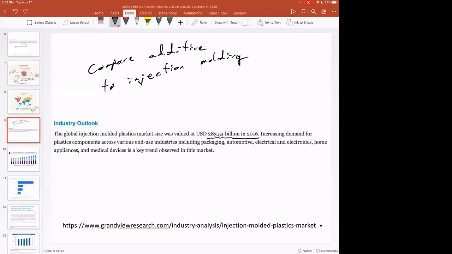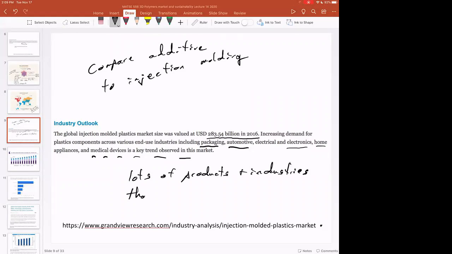And of course, injection molding of plastics really plays in packaging, automotive, electronics, home appliances, et cetera. So there's lots of products and industries that use injection molding, and so where can AM show advantages?